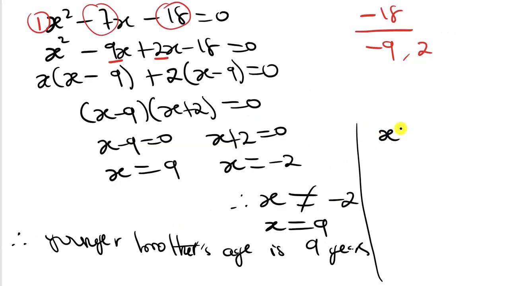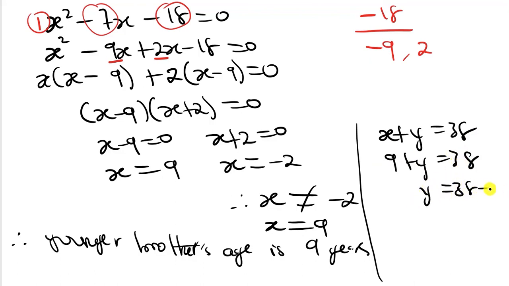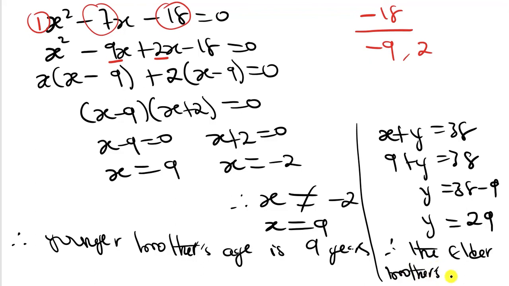Therefore, knowing that your x plus y is equal to 38, and your x is 9, so 9 plus y being equal to 38. Therefore, your y is equal to 38 minus 9. And you're going to get your y to be equal to 29. So this tells you that the elder brother's age is 29 years. Okay. So therefore, it's 29. Okay, so this is how we can solve this particular question.